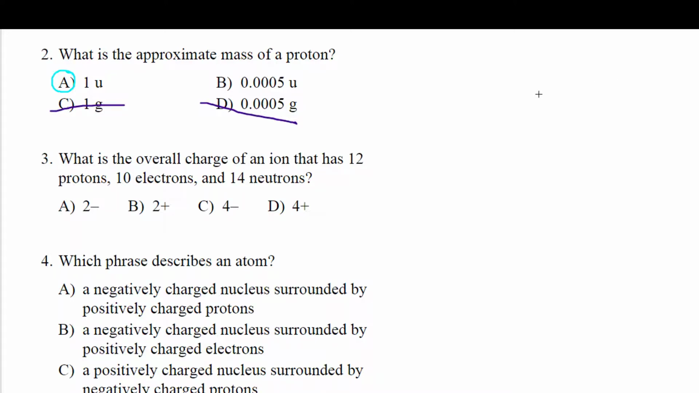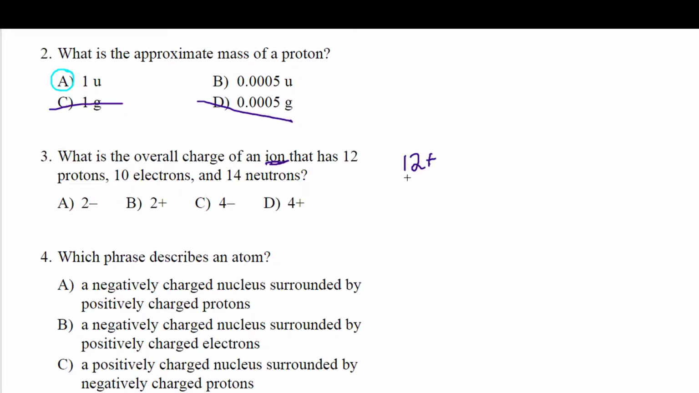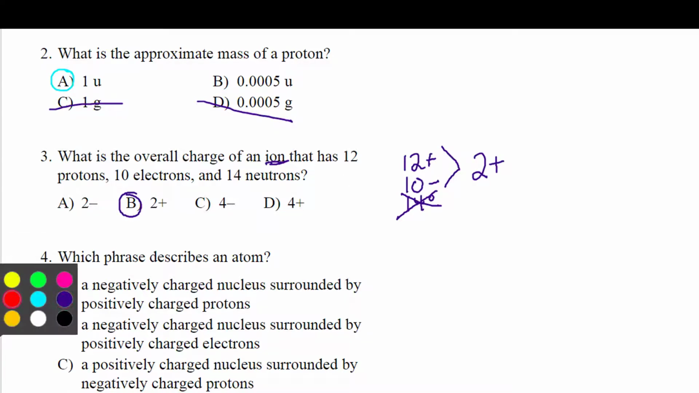Question 3. What is the overall charge of an ion that has 12 protons, 10 electrons, and 14 neutrons? If we want the overall charge of that ion, notice it's an ion, we know it can't be neutral, it has to have a charge. So that means we have 12 positives and we have 10 negatives, and we have 14 things with no charge. We're not even going to look at those. So if we have 12 positives added to 10 negatives, that would give us a charge of 2 positive, and that puts us at choice B, being our best choice.